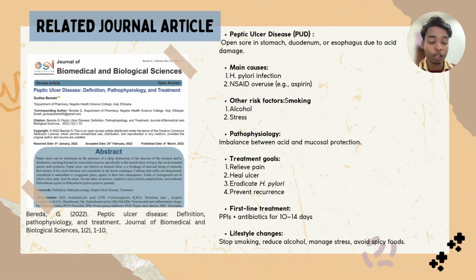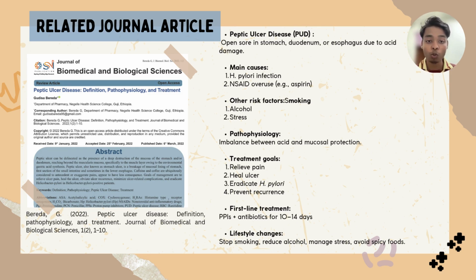Peptic ulcer disease, or PUD, is an open sore in the stomach, duodenum, or esophagus caused by acid damage, as explained by Berida in 2022. The two main causes are Helicobacter pylori infection and long-term NSAID use like aspirin. Other risk factors include smoking, alcohol, stress, and genetic factors.